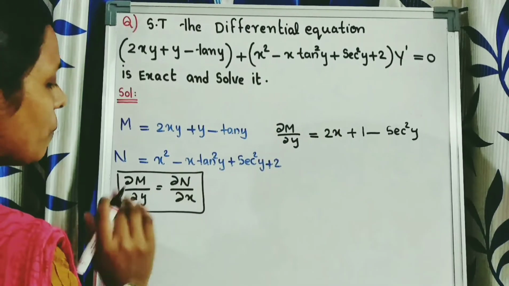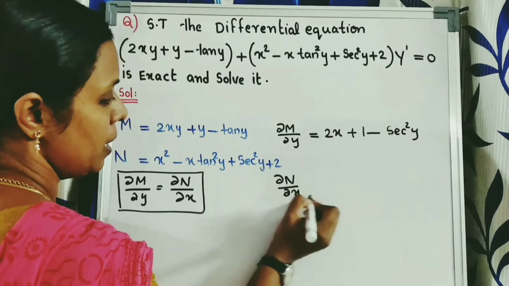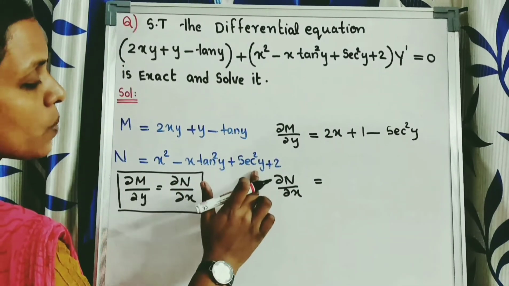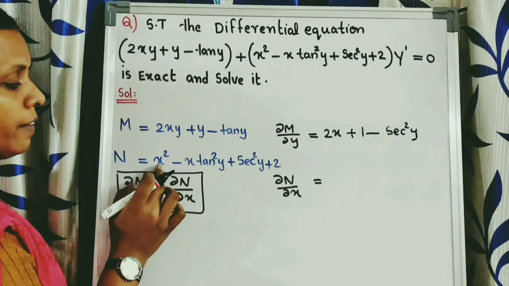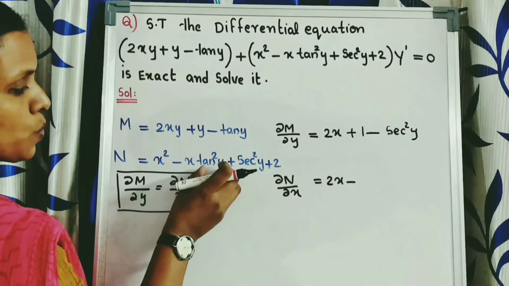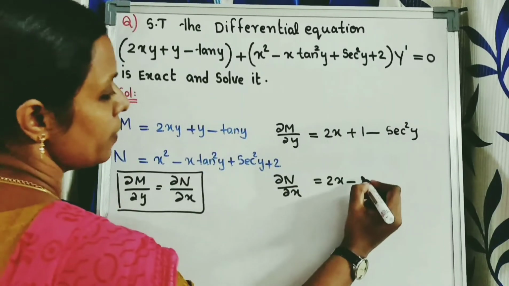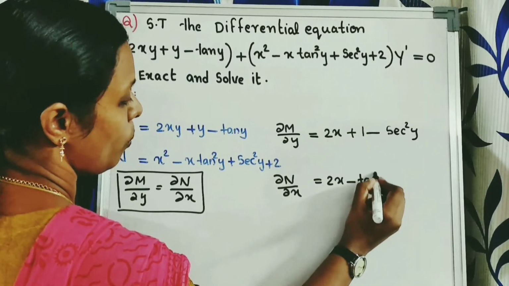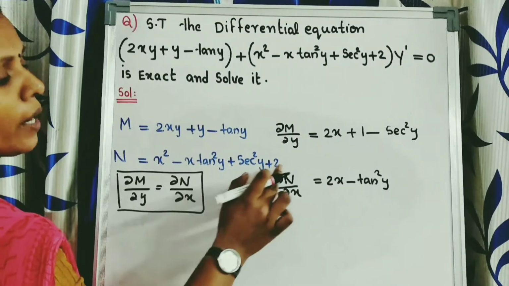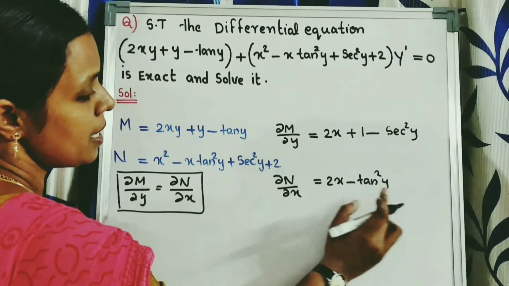Next we want to calculate dou N by dou x. Here N is equal to x square minus x tan square y plus sec square y plus 2. The derivative of x square is 2x. Next, minus: tan square y can be taken as a constant, and the derivative of x is 1, so we get tan square y. Sec square y is a constant, so its derivative is 0, and the derivative of 2 is also 0. Now we get 2x minus tan square y.